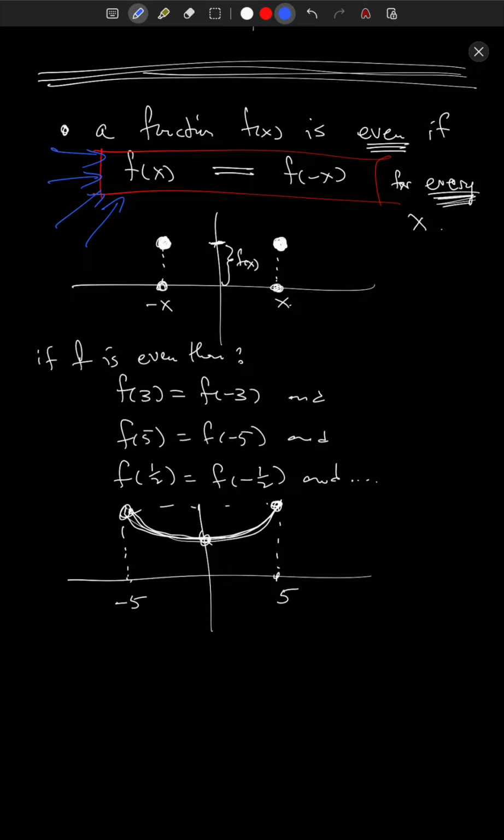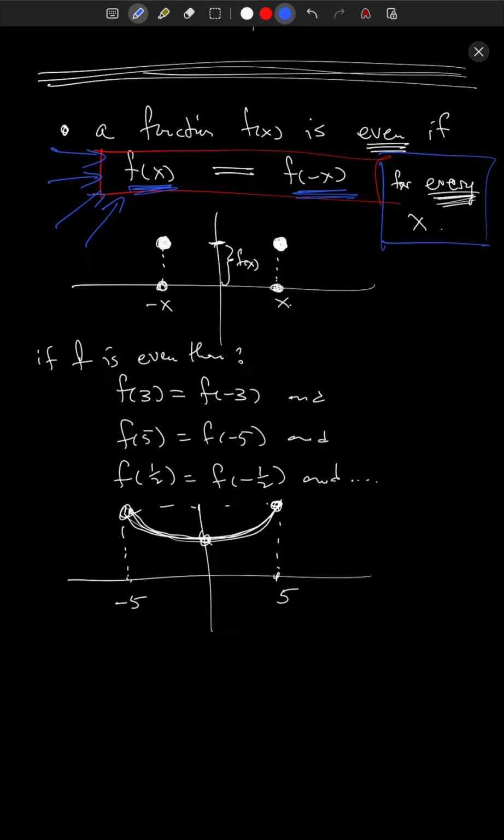How would you check whether it's even or not? You check whether this statement here is true or not. If this statement is true for every single x, then it's even. If there's even one input where it's not true, then it's not even, because you have to have the symmetry everywhere.